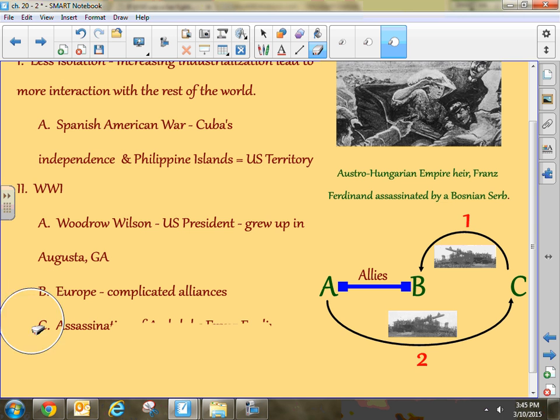In Europe, there were lots of complicated alliances in the run up to World War One. For instance, if country A and country B are allies, but country C attacks country B, then because they're allies, country A is obligated to attack country C. There was a spider web of alliances in Europe before the fighting actually started.